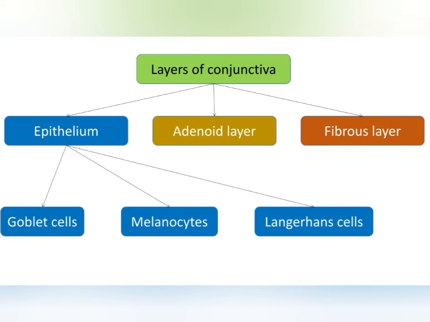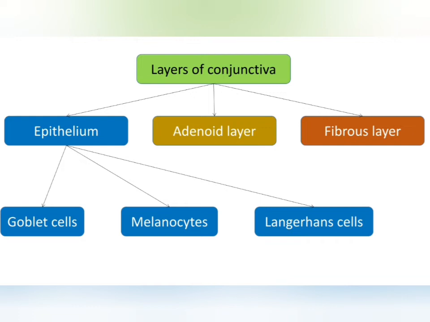And how do these goblet cells secrete mucus? These goblet cells sit in between the cells of the conjunctival epithelium, but they get enlarged, become larger, and reach the conjunctival surface, and then they discharge their mucin content, and they finally shed away.